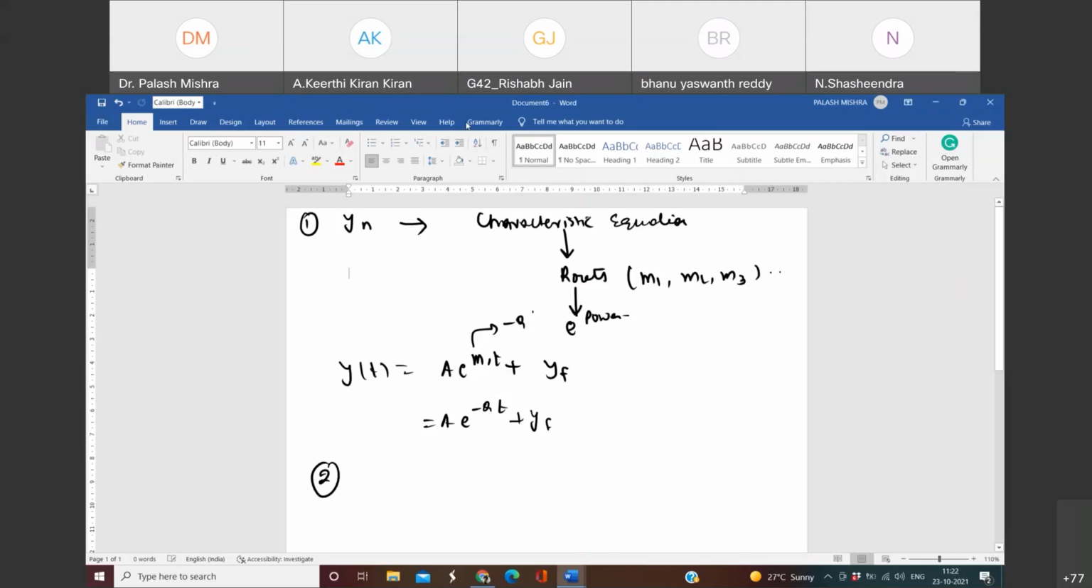And suppose now the roots are something like this. We have taken the differential equation something like this one.